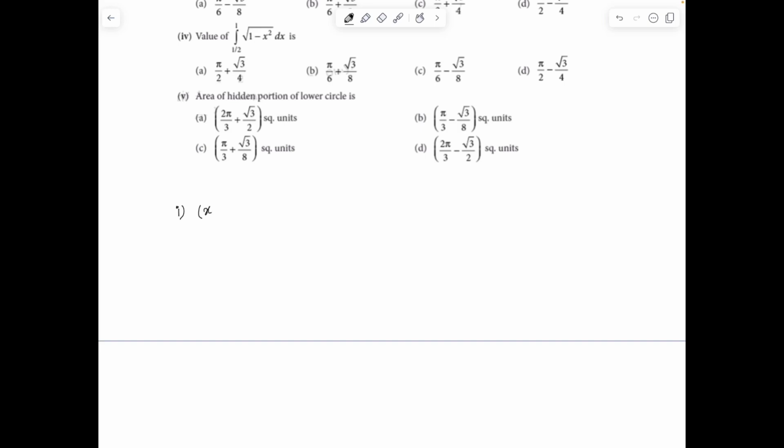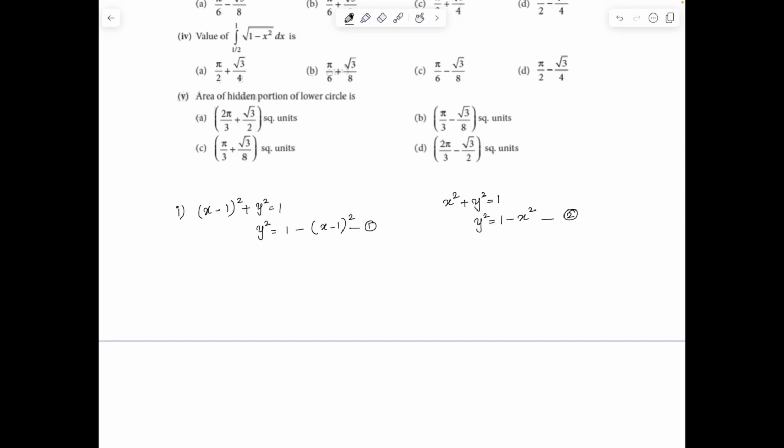The first equation given is (x minus 1) the whole square plus y square is equal to 1. From here, we take y square is equal to 1 minus (x minus 1) the whole square. Let's mark this as equation 1. Second equation is x square plus y square is equal to 1. From here, y square is equal to 1 minus x square. Let's mark this as equation 2.